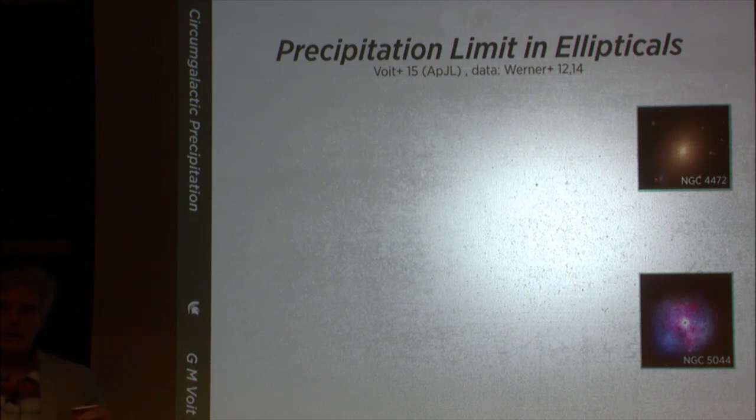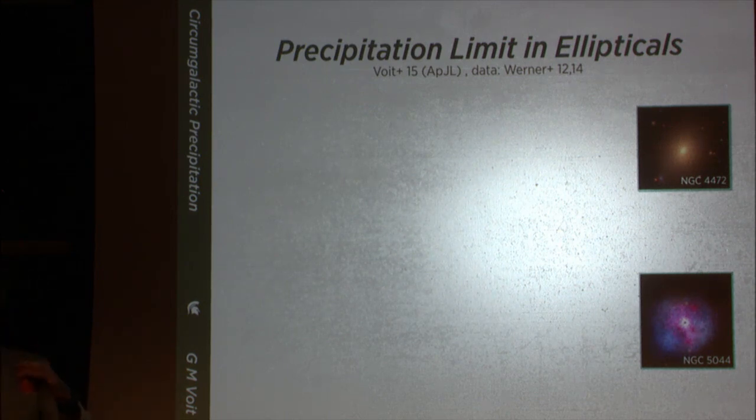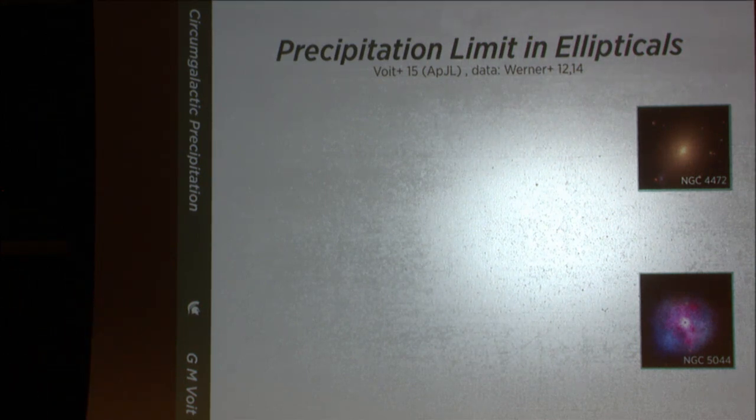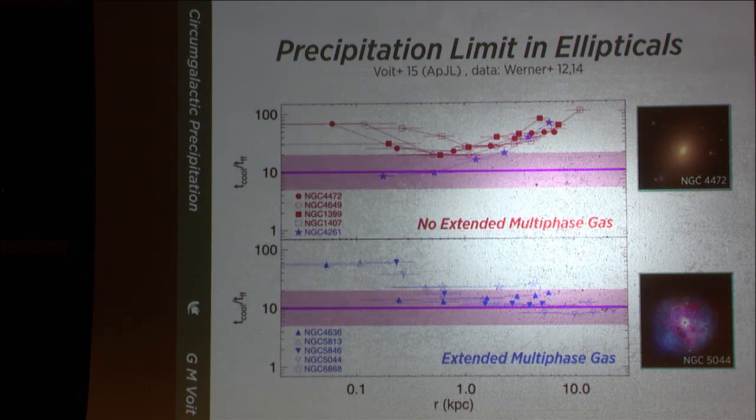Some have multi-phase gas. Neither of these have much star formation, but some do have extended nebulosity, including molecular gas out beyond a kiloparsec, whereas others don't. And if you ask the same question about them, you get figures that look like this. These are some famous nearby massive ellipticals in which you can get very good Chandra data. These data are from Norbert Werner.